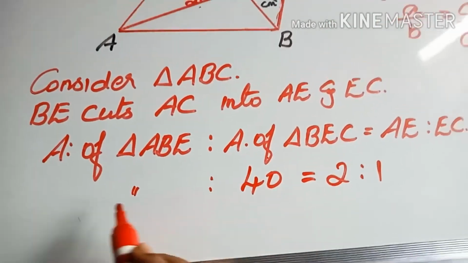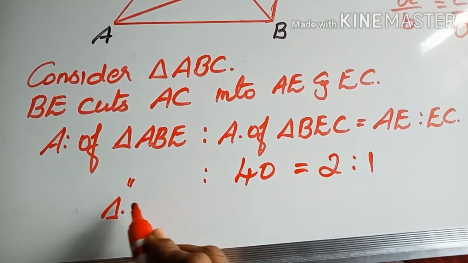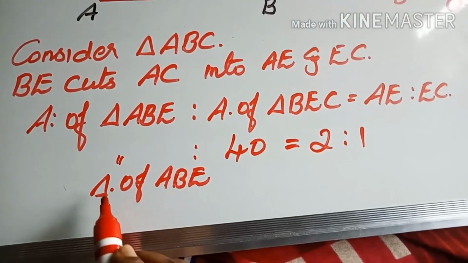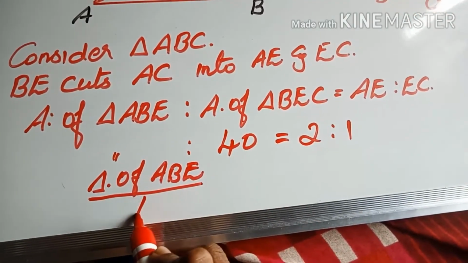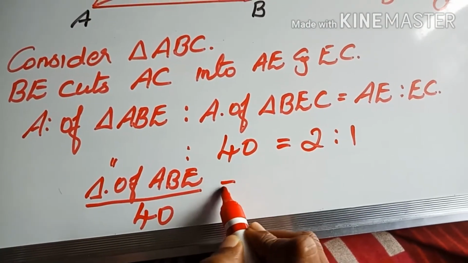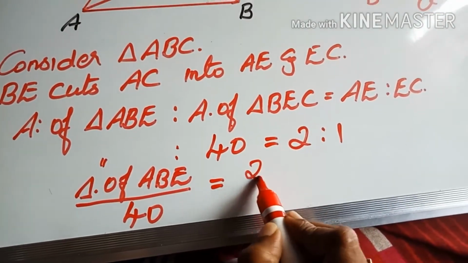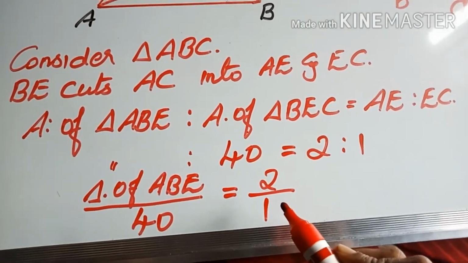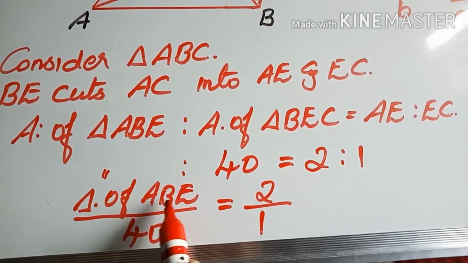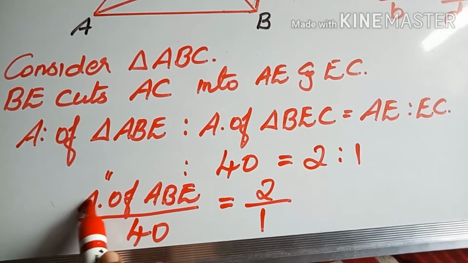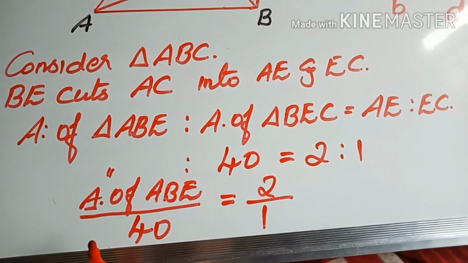Same like this, here we can write triangle ABE, which we don't know, divided by 40, which is the area of BEC, equal to 2 is to 1, which means 2 by 1. Now in this we need to find the area of triangle ABE.